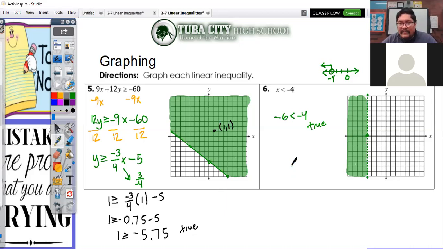All right, so anyway, we're done with these two. Hopefully you learned another thing from this one, and that is to test an area in the graph to see if it works or not. All right, so let's go ahead and move on to the next set of exercises.